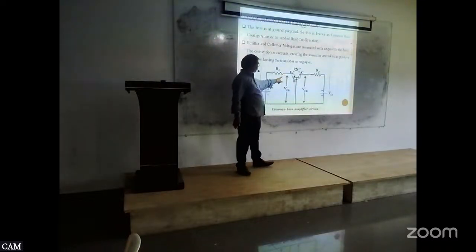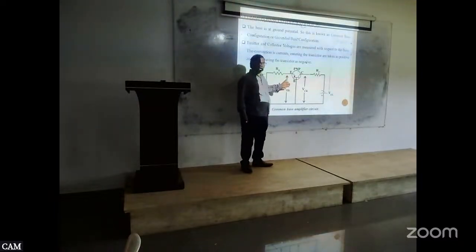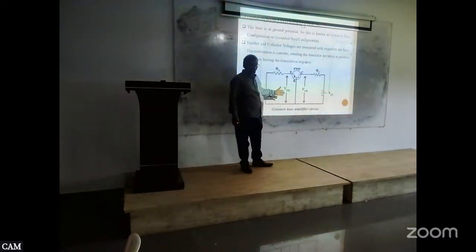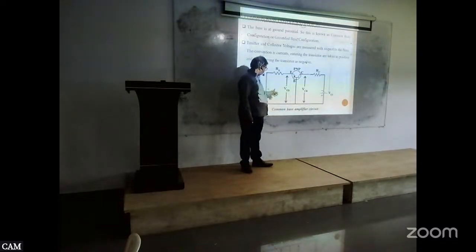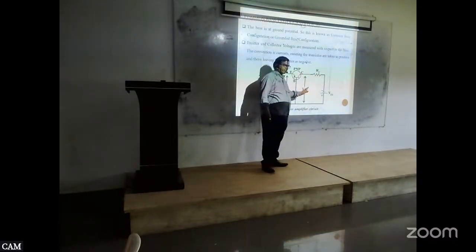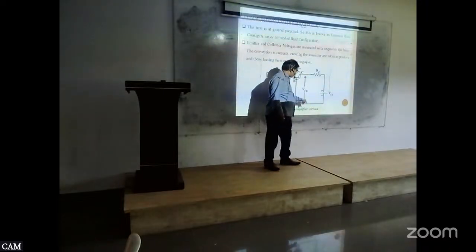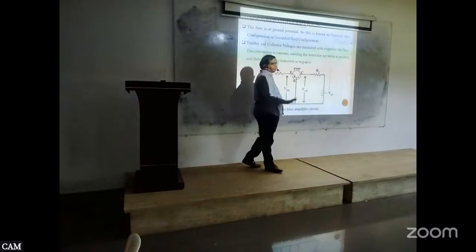What we have to do? It is a PNP transistor. Emitter base should be forward bias. In the active region, forward bias means VEB should be positive. See, EB positive, negative, forward bias. And collector base should be reverse bias. See here, collector negative, base positive. This you have to keep in mind.